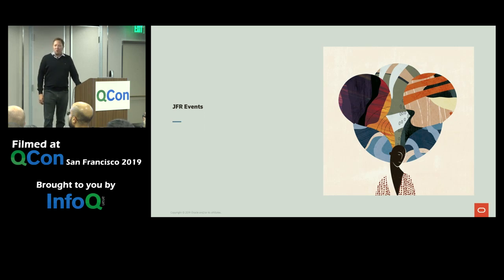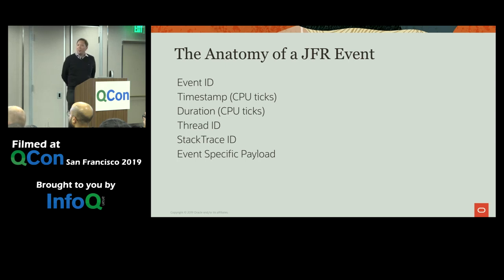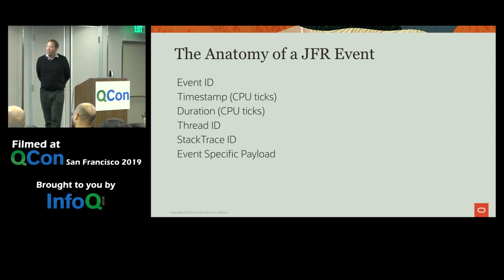So let's look at what events actually are, because events are very fundamental to how JFR works. An event is basically a small blob of data. I'll go more into the storage format of it, but logically it has an event ID, some kind of unique identifier telling which event this is. There is a timestamp, so when did this happen? There's a duration, so how long did this take? Not all events have a duration, so some can be instant and therefore not have a duration. There's a thread ID, so which thread generated this event. Not all events have a thread ID. Some of them are not tied to a thread specifically, but many are.